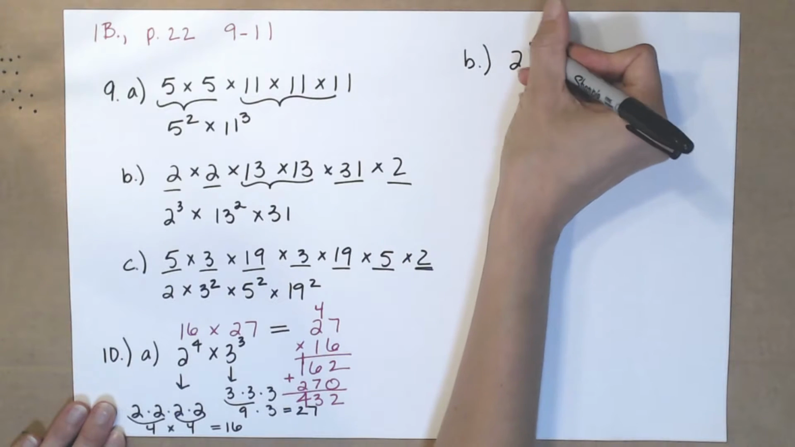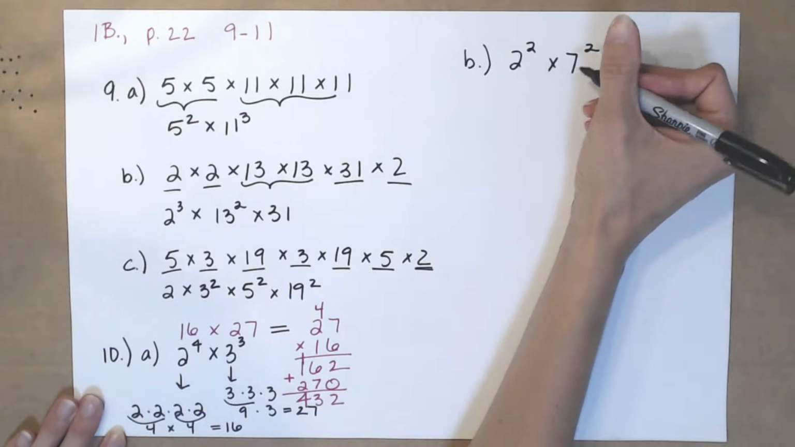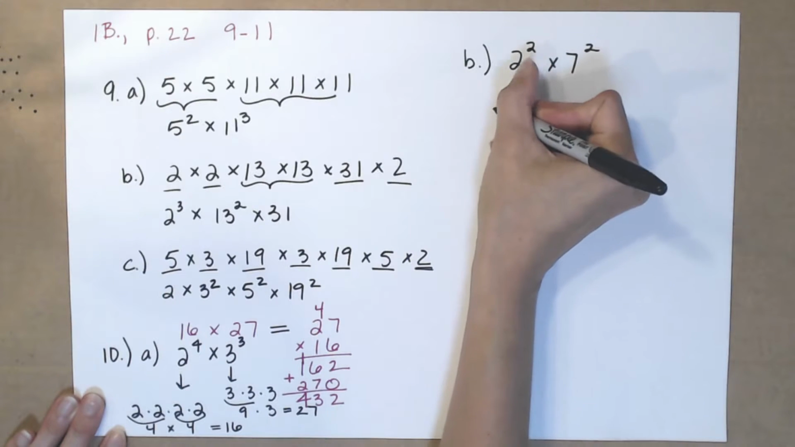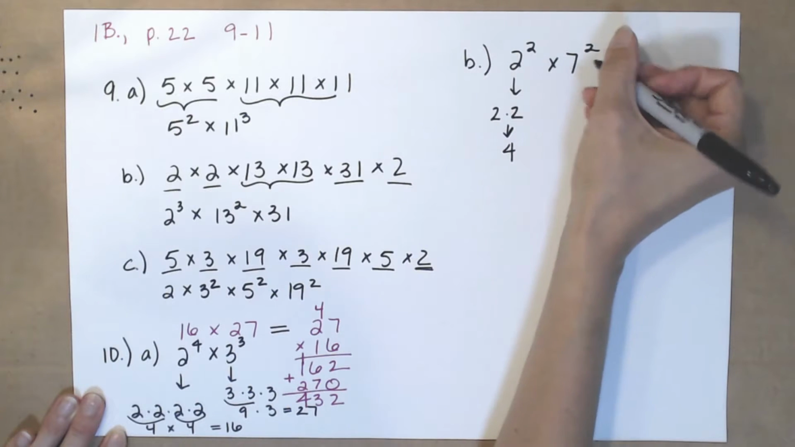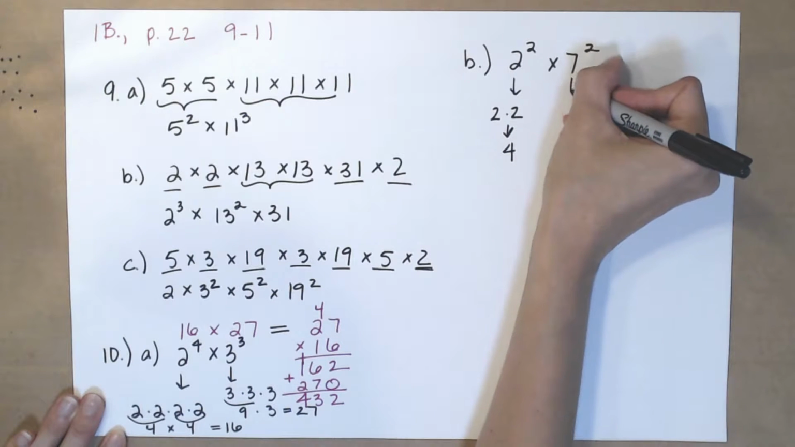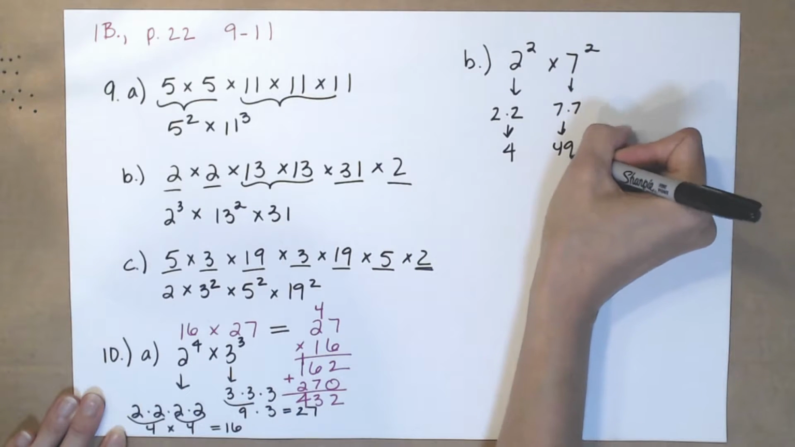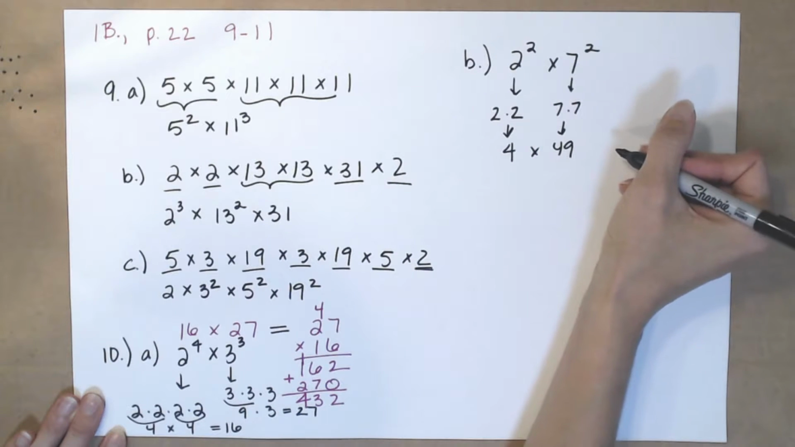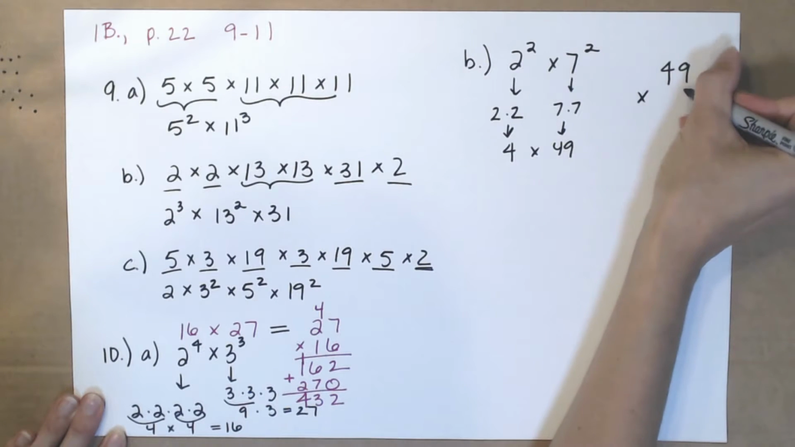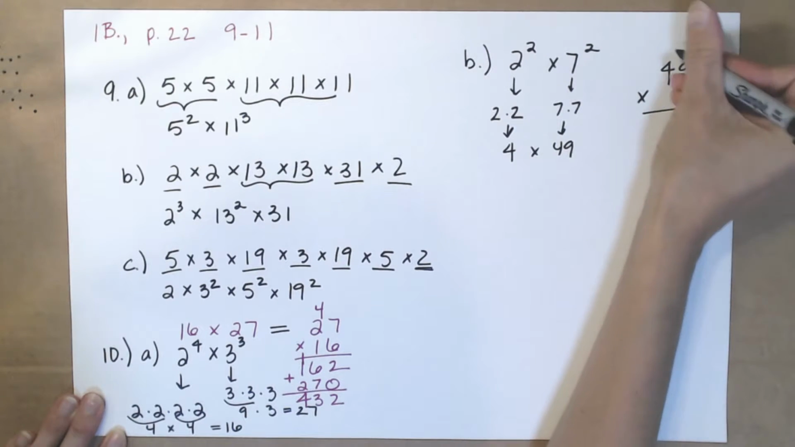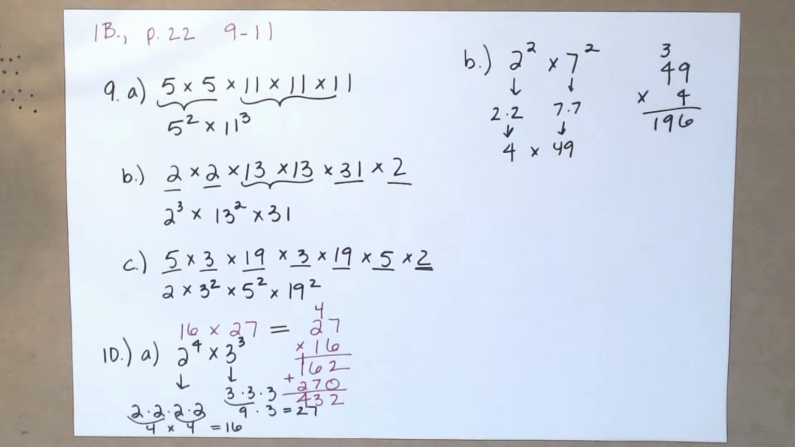10b, we have 2 squared times 7 squared. 2 squared is just 2 times 2, which is 4. 7 squared is just 7 times 7, which is 49. So we have 4 times 49. Now we can just multiply that out. We get 196 for that one.